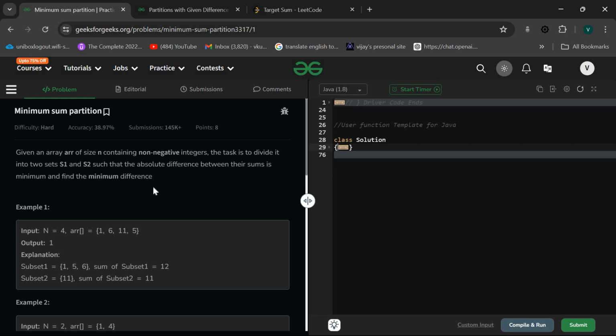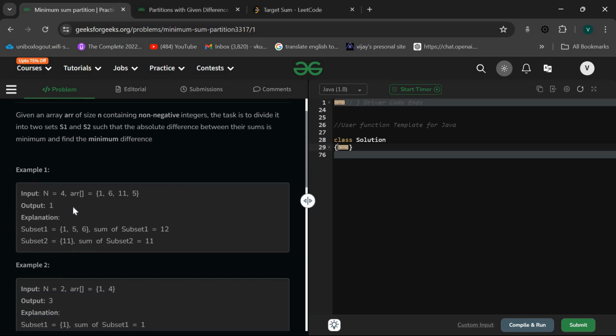So this question says that we have an array and we divide this array into S1 and S2, okay, and S1 and S2 are two subsets of that array, which means S1 minus S2 should be minimum. This question says that the difference between the sums of S1 and S2 should be minimum. Find the minimum difference.